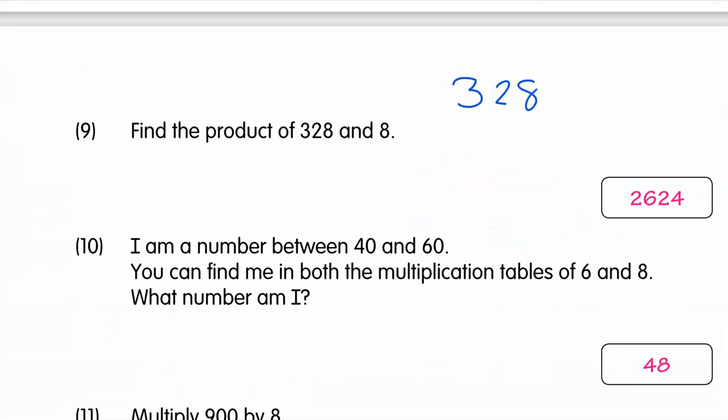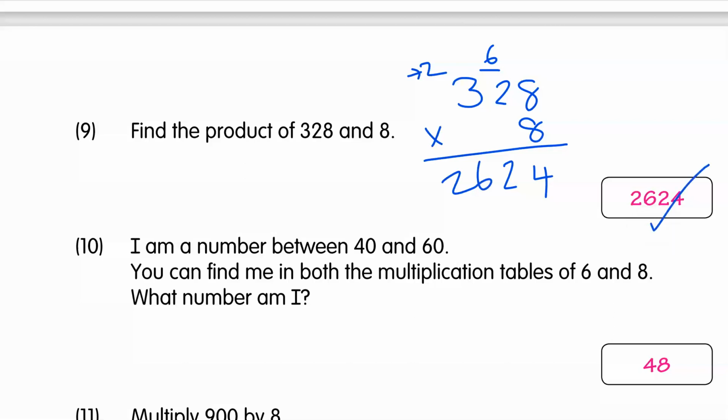Right? Next, find the product again. 328 times 8. So you must need to know everything about the 8 times table. 8 times 6 is 64. 2 times 8 is 16 plus 6 is 22. 2 carry 2. 3 times 8 is 24, 25, 26, 26 here. Right?